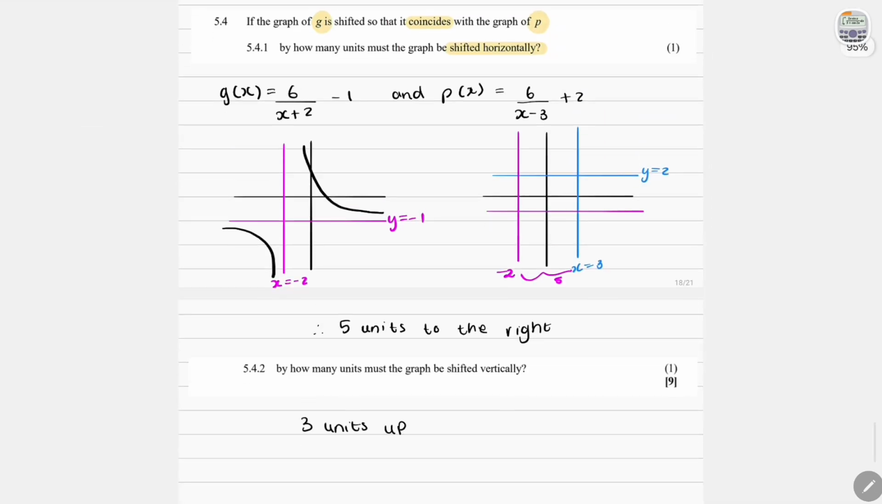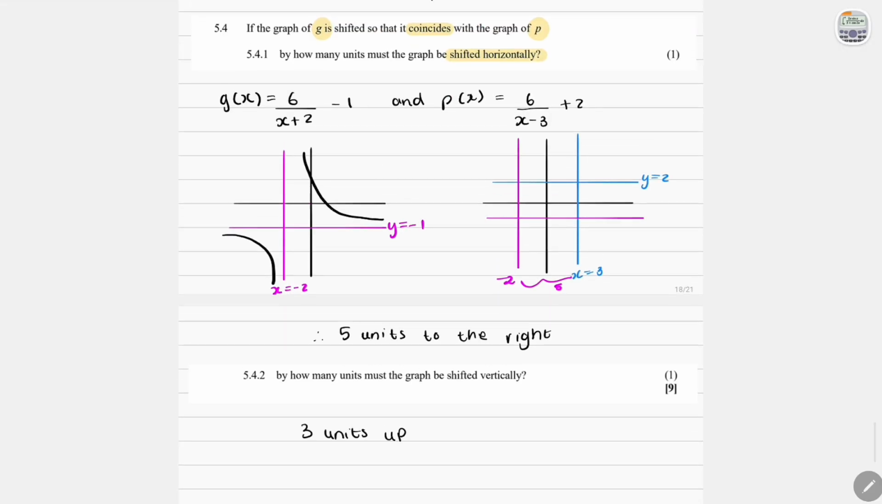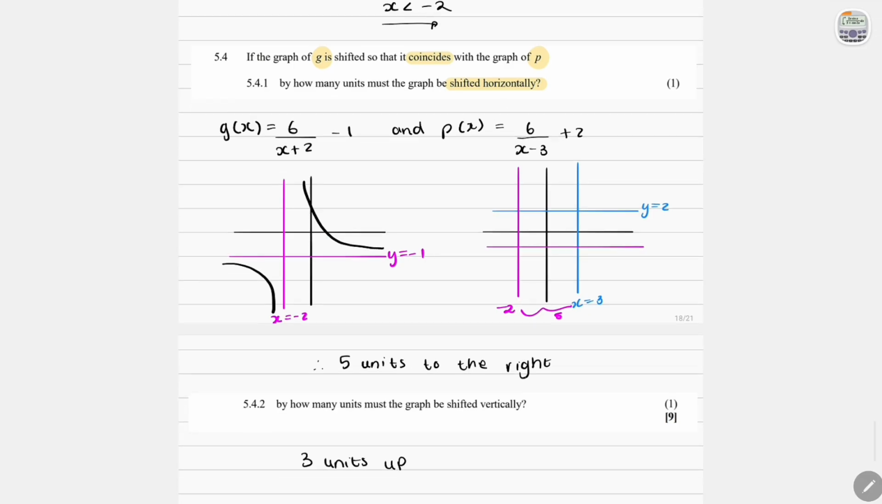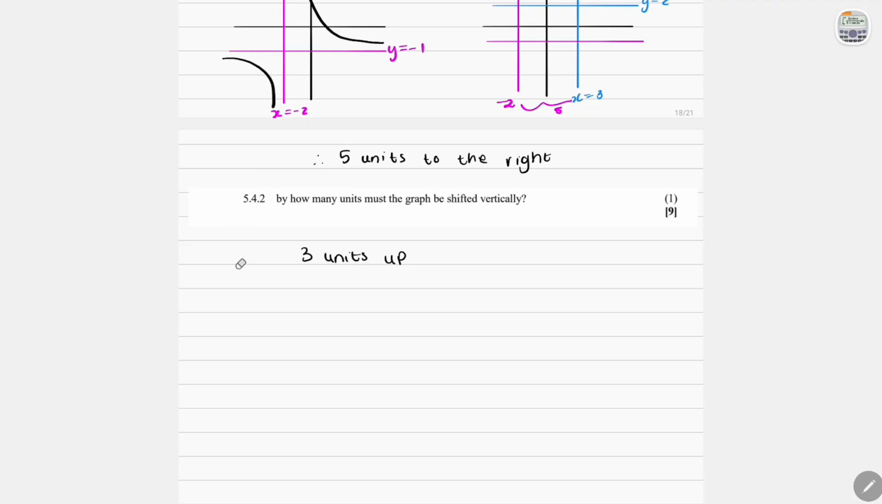So it seems like the kind of movements that they were referring to, right? They just mean that it's going to move one by one. So they will shift the graph horizontally and then vertically, and then it perfectly aligns with the graph of P. So we were just looking at that shift step by step. So that is it for this question, and that is it for question 5.